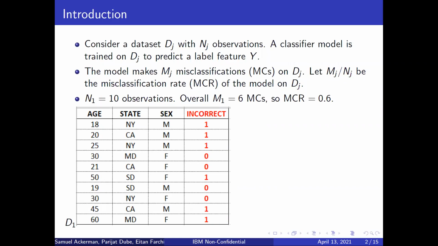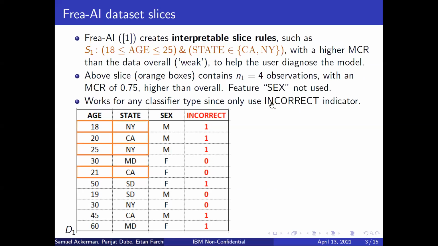Here we have a toy data set with three features: age, state, and sex. There's a red column, incorrect, which is a 1 if the model made an incorrect classification on that observation. So here N is 10. There are 6 misclassifications, so M is 6. The MCR is 0.6.